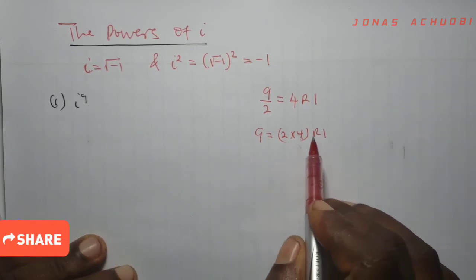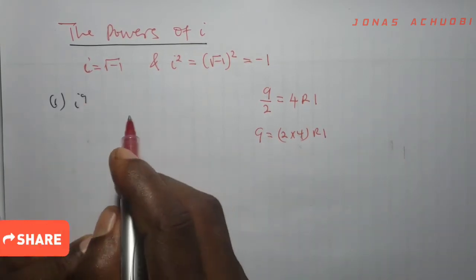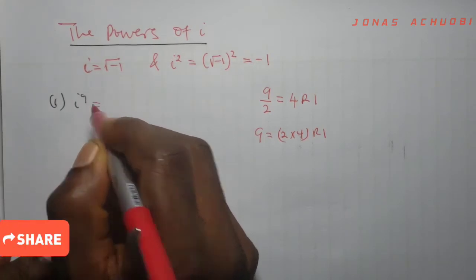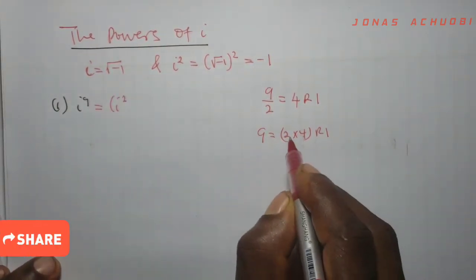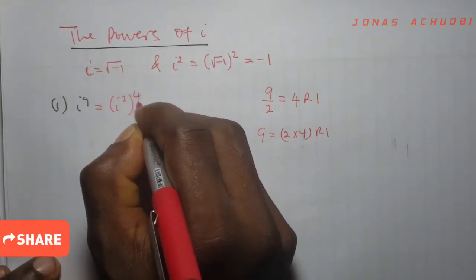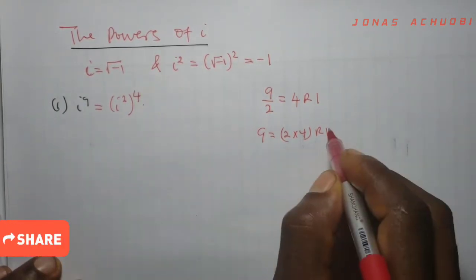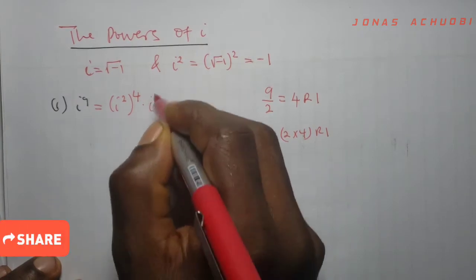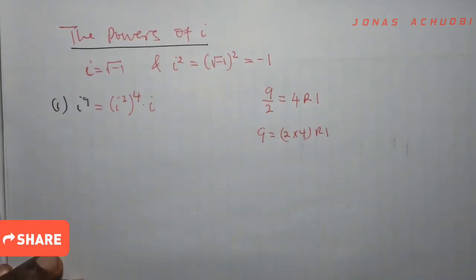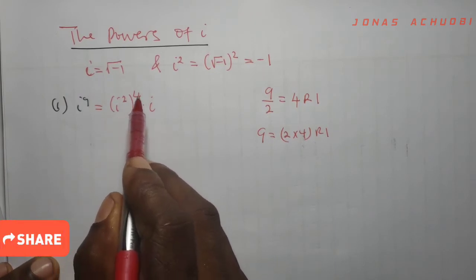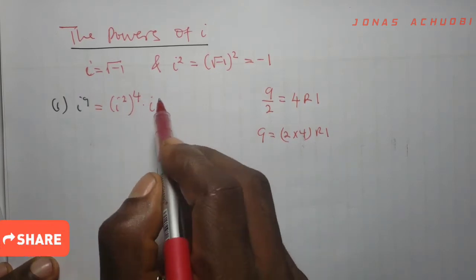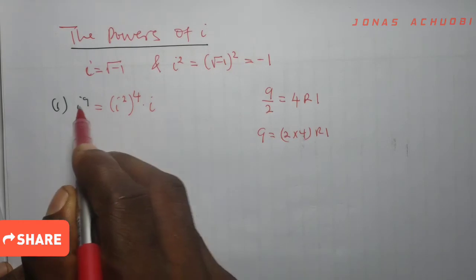I'm now going to use this idea over here. So what do I write here? I'm going to write this as i squared, the 2 here, then outside I'm going to put 4. Remember the remainder 1: i raised to the power 1, but I'm not going to write the 1 there. So there's a 1 up here. By indices, 2 times 4 is 8, and there's 1 here, so 8 plus 1 is 9.